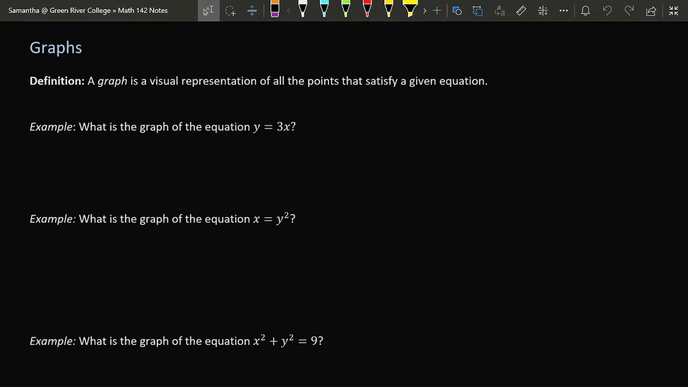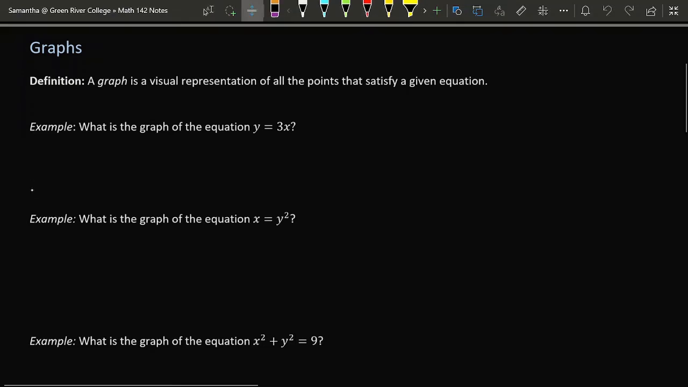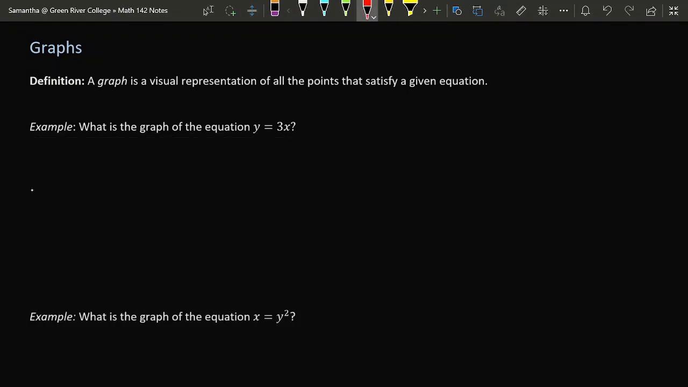A graph is a visual representation of all of the points that satisfy a given equation. For example, what is the graph of the equation y equals 3x? The graph is a visual representation of all the pairs of numbers, one number taking the place of x and another number taking the place of y, that can be plugged into this equation and result in a true statement.